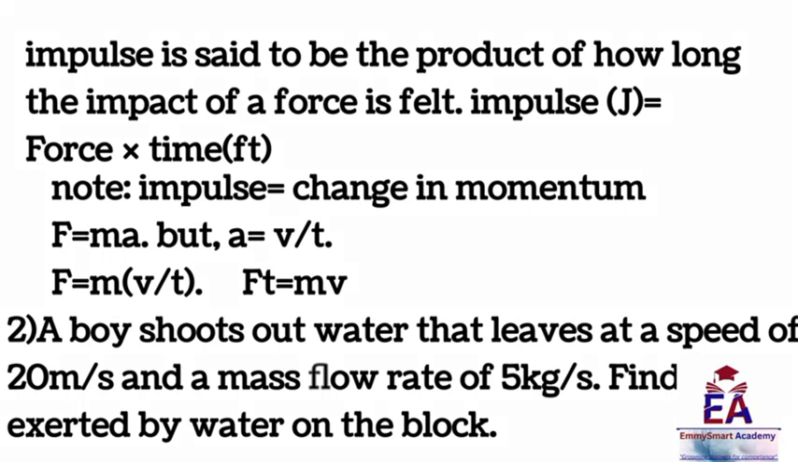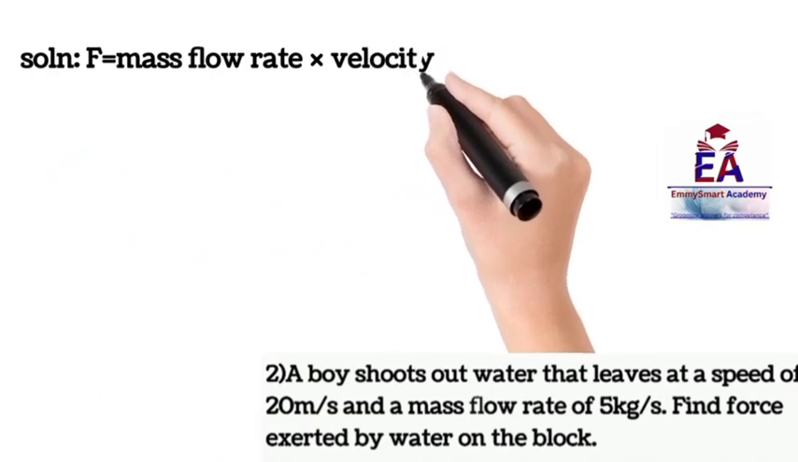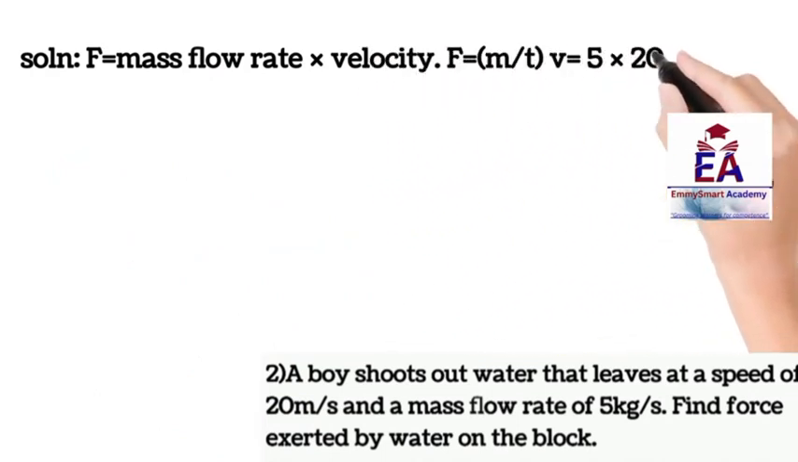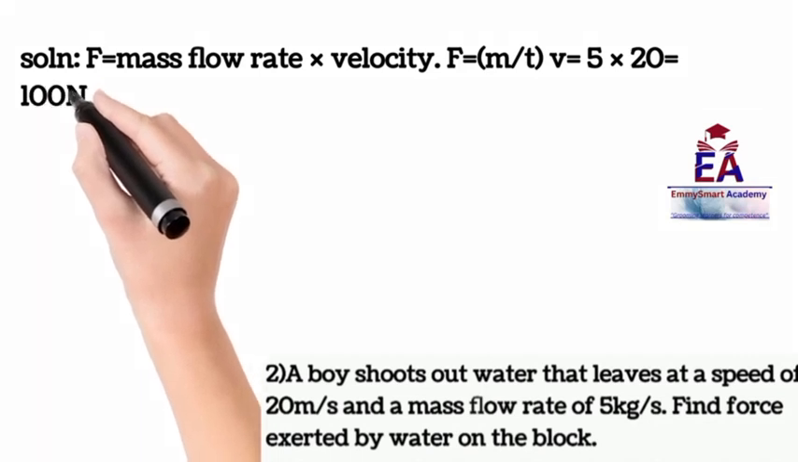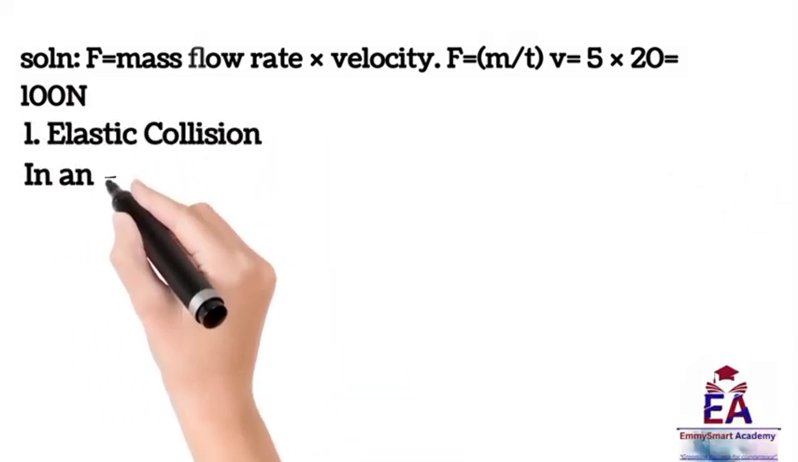Now look at this problem. I want to solve it. A boy shoots out water at a speed of 20 meters per second and a flow rate of 5 kg per second. Find the force exerted by water on the block. Mass flow rate is mass per time, so we have 5 times 20, which is 100 Newton.